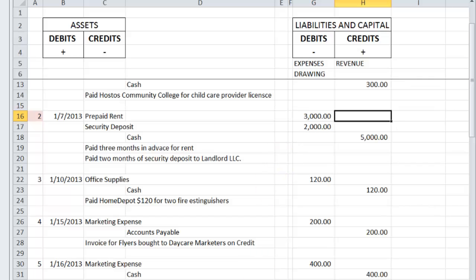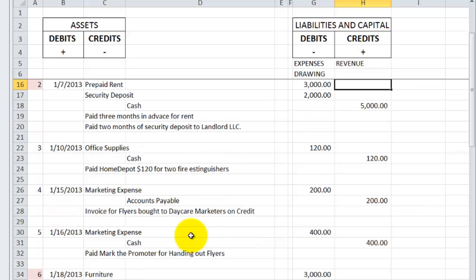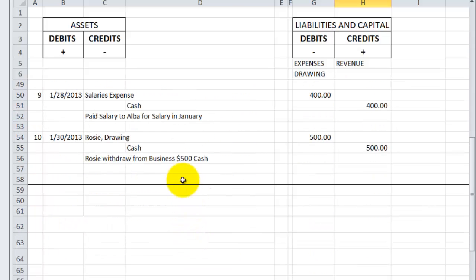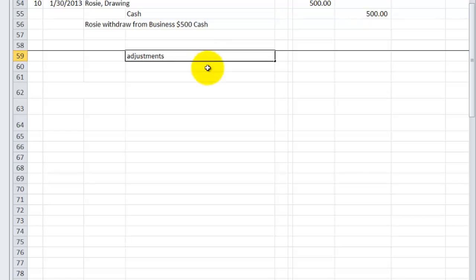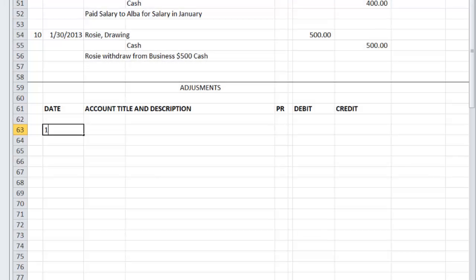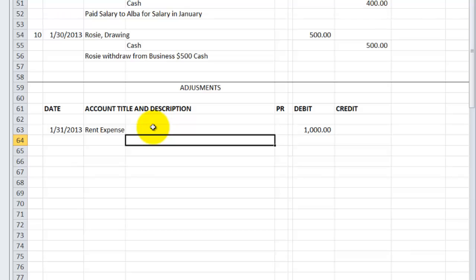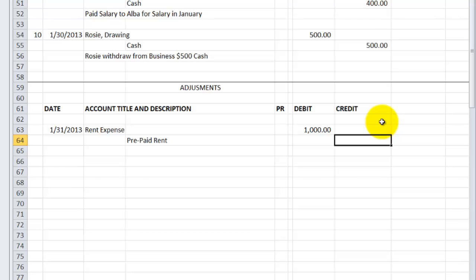which is just to clarify that we are adjusting this entry to reflect January's rent. So keep in mind that these are journal entries like any other. After this line here, we're going to put adjustments, so we know that we're talking about adjustments. We're going to debit an expense, rent expense, for $1,000. Each rent is $1,000. We're going to credit prepaid rent. Remember, adjustments do not involve cash.